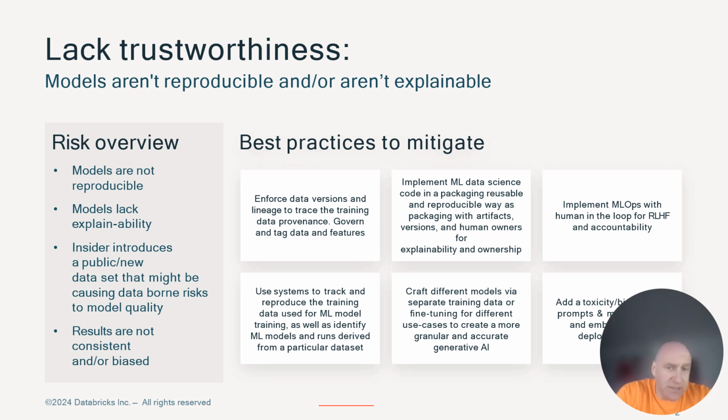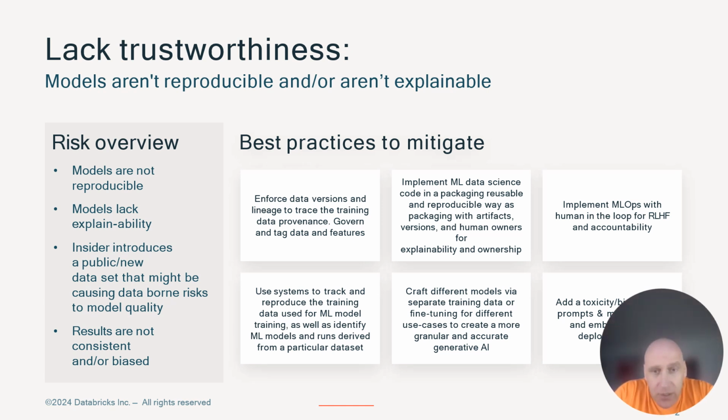So some of the best practices will be to enforce data versions and lineage, to trace the training data provenance, and govern and tag data and features. We need to use systems to track and reproduce the training data used for ML model training, as well as identify ML models and runs derived from a particular data set. So again, you need to have lineage between what specific data has been used and that specific trained model. And when you test, for example, transparency or bias, you can compare specific data sets and how a model arrives at its decisions.